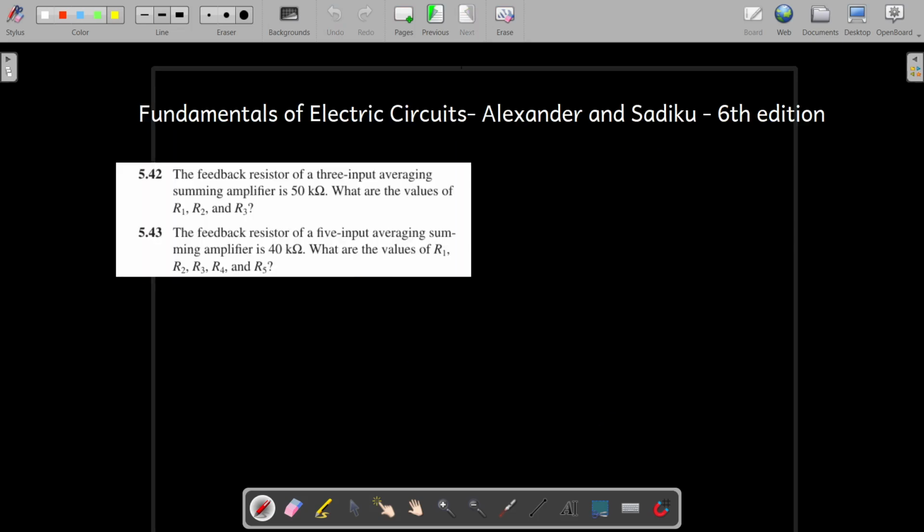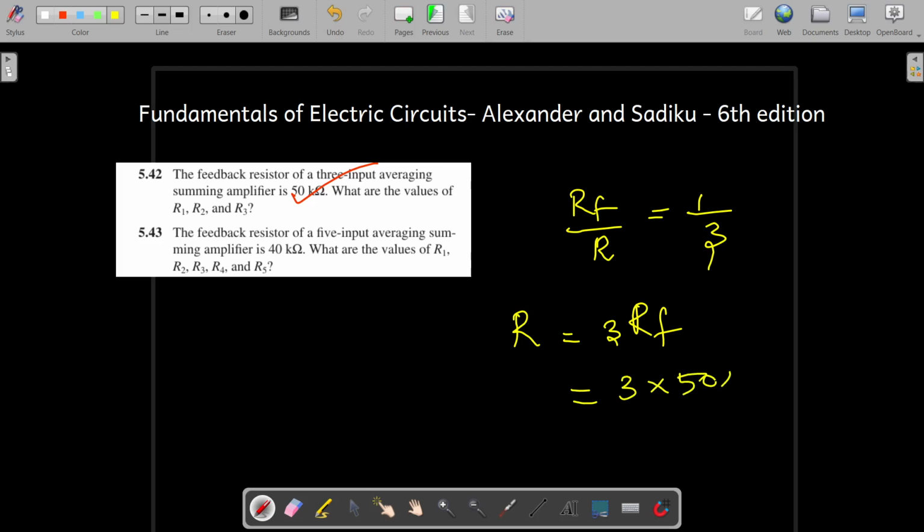This is the answer. Now when you refer to the 6th edition, here the feedback resistance values are given and you are asked to find out R1, R2, R3 values. So what's the formula? It is RF by R. If it is 3 inputs for 5.42, then it is equal to 1 by 3. We need to find out R, so R is equal to 3 times RF. RF is given, right? The feedback resistor value is given as 50 kilo ohm, 10 power 3. So you'll get the value as 150 kilo ohm.